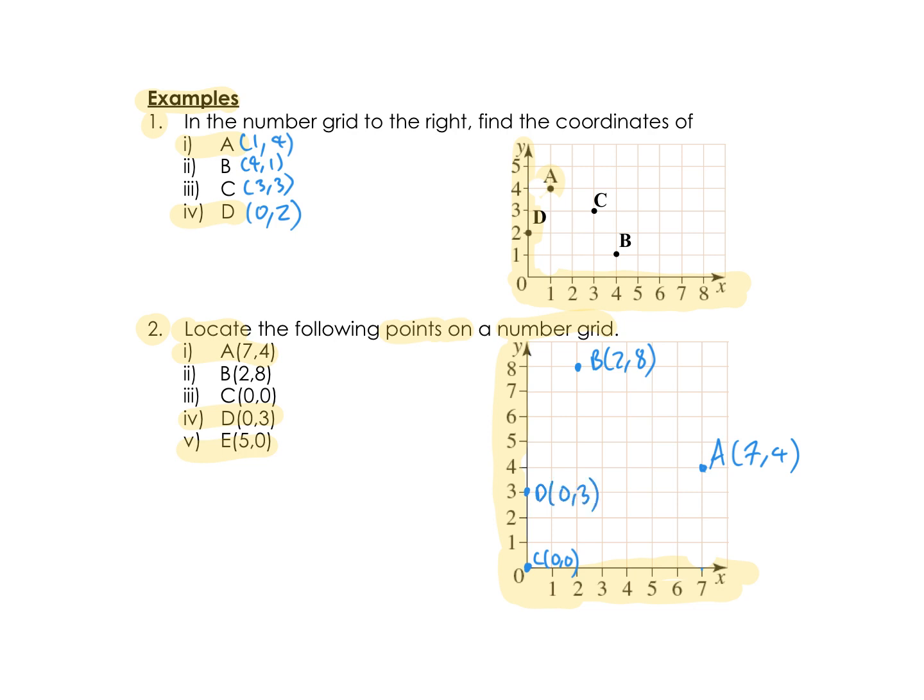And our last one is E, which is 5 on the x-axis, but 0 on the y-axis. So it's on the x-axis. E, 5, 0. And we're done. Well done. You might need to stop the video again to get some of that down. I'm writing pretty quickly. I'm not sure how fast you're going.